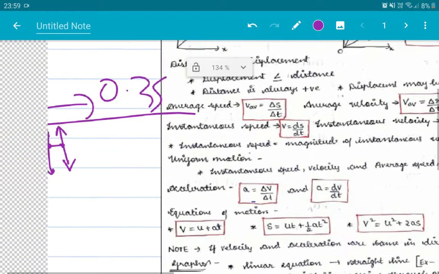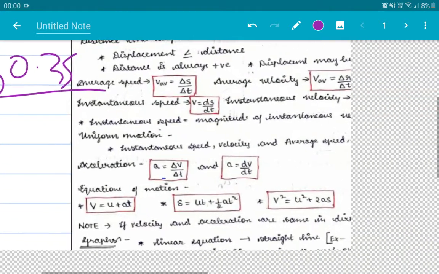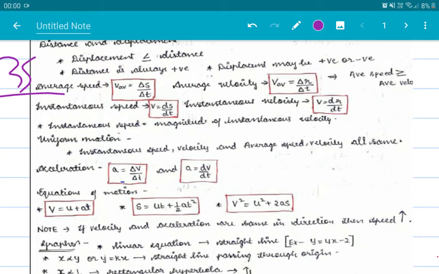So yeah, instantaneous speed is equal to the magnitude of instantaneous velocity. Here distance and displacement are the same, hence instantaneous speed and velocity are also the same. Moving further, one more point. Instantaneous speed, velocity and average speed, velocity are all the same when they are in uniform motion.